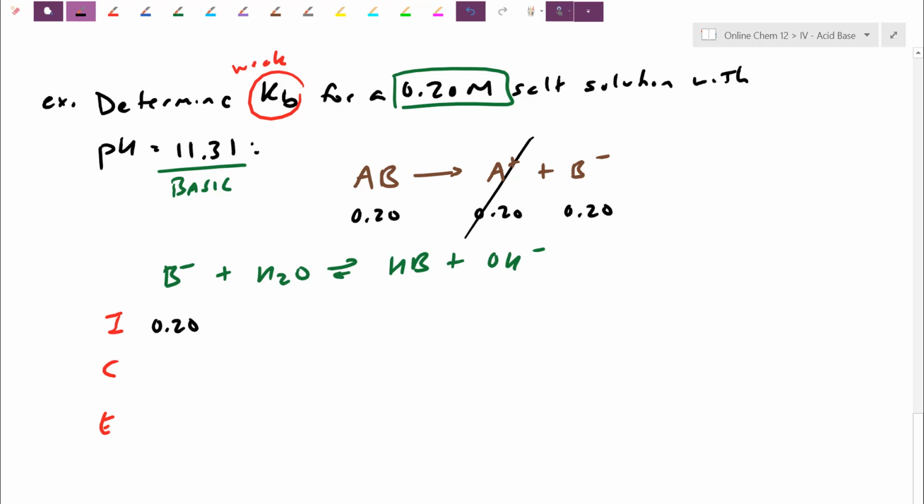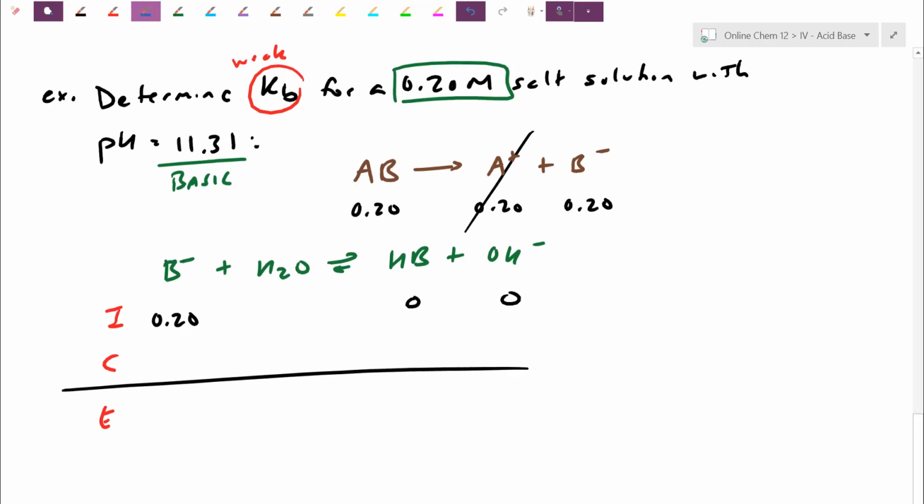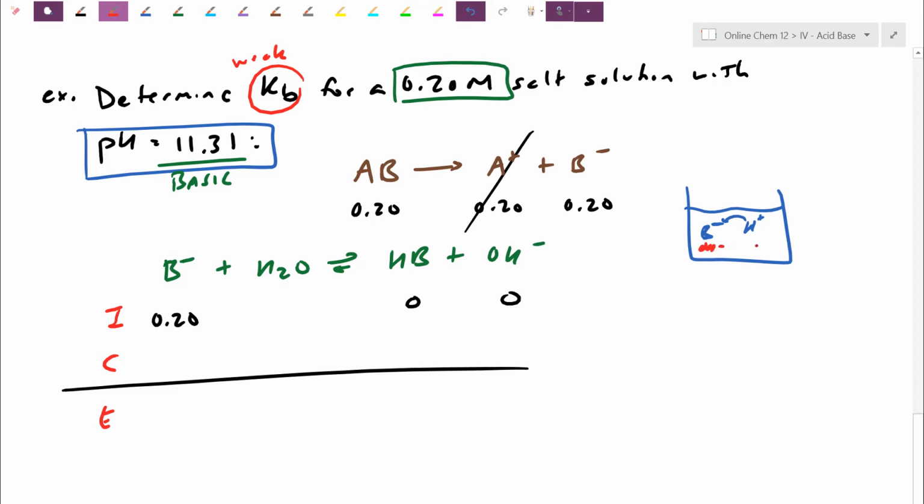The I row here is before any ionization. So I have no HB, no hydroxide at first, right? Aside from what water would have self-ionized anyways. I would have been ready to go minus X, plus X, plus X like we did normally. But this time they actually give you added information. Once the B minus has had a chance to steal the proton from water, it ends up generating enough hydroxide in this beaker that the pH is actually 11.31.